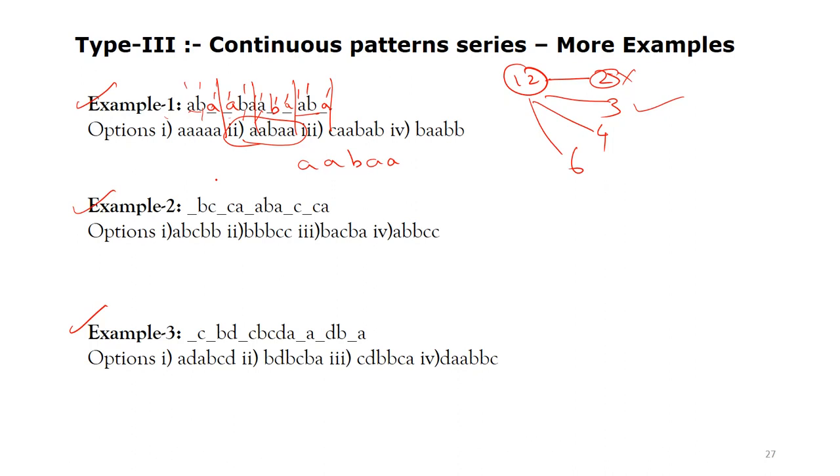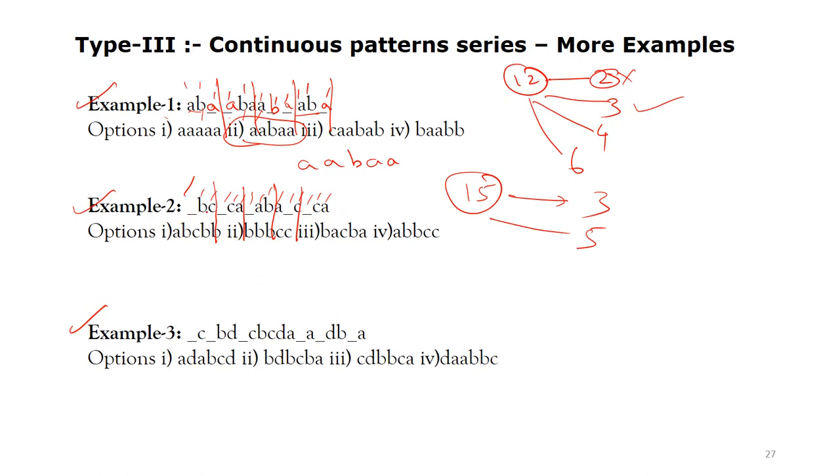So coming to the second example. 1, 2, 3, 4, 5, 6, 7, 8, 9, 10, 11, 12, 13, 14, 15. So 15, I can go with 3 each or 5 each in the group. So 1, 2, 3. Let me go with 3. 1, 2, 3, 1, 2, 3, 1, 2, 3, 1, 2, 3.